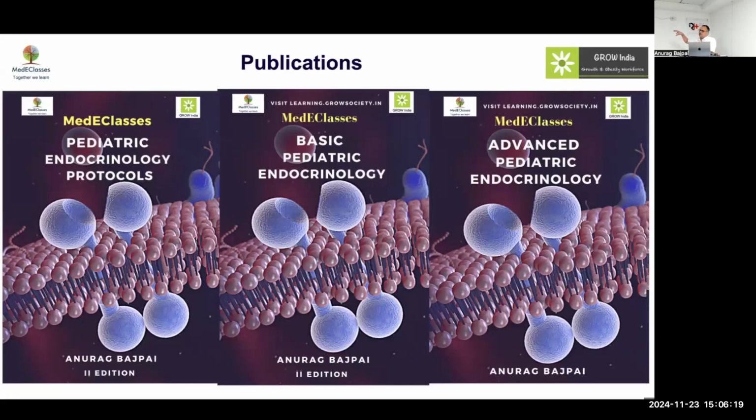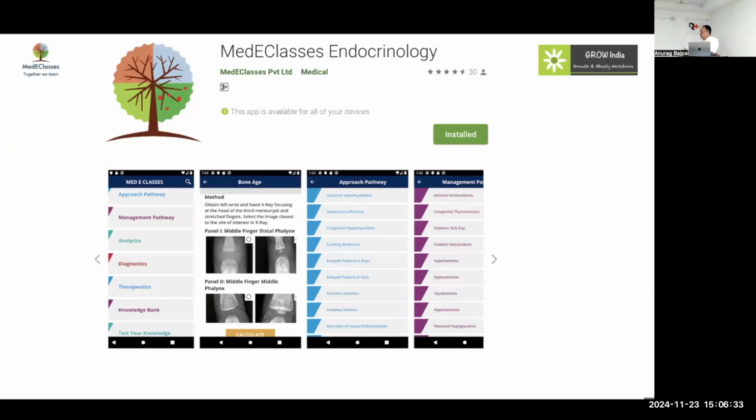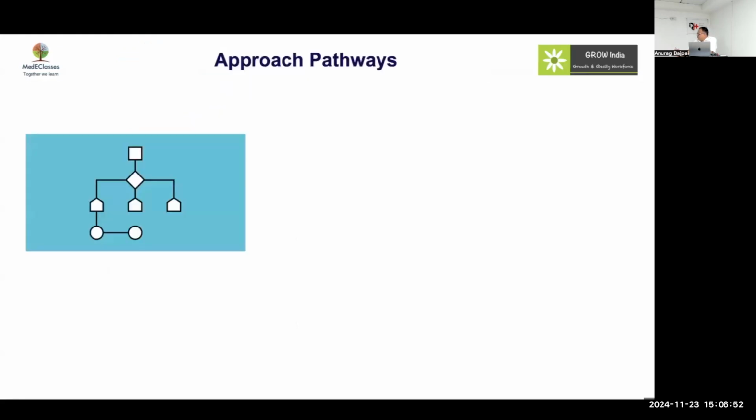All these algorithms that we use now are largely based upon many guidelines plus clinical experience, and many of these are already published in these books. So we have used that to translate these books right away for clinical management. The MedEClasses Endocrinology app was released around 5 years ago. It is the most downloaded pediatric endocrinology app, or an endocrinology app, so to speak, with 10,000 installs. There are multiple places where it has been presented, multiple awards have been given, and there are publications which have come out from there.